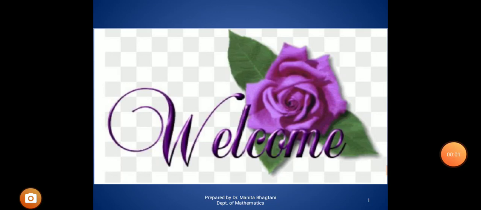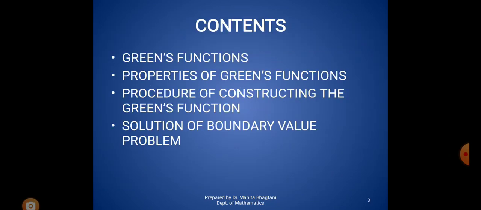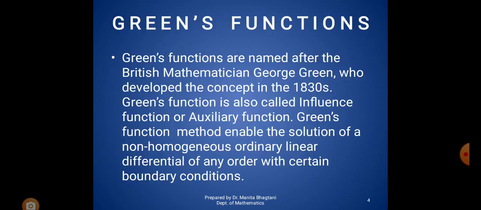Hello students, today we will study a very important topic of differential equations, that is Green's function, which is very useful for M.Sc students as well as for NET aspirants. Our contents will be Green's functions, properties of Green's functions, procedure of constructing the Green's function, and solution of boundary value problem. Let us start with the definition.